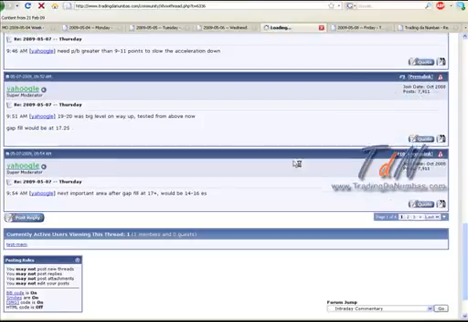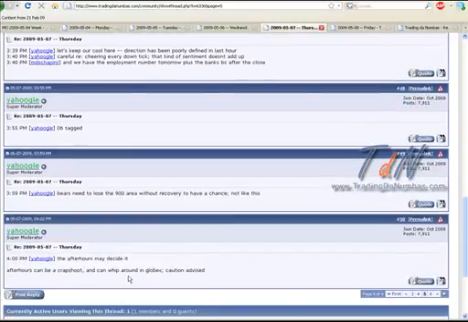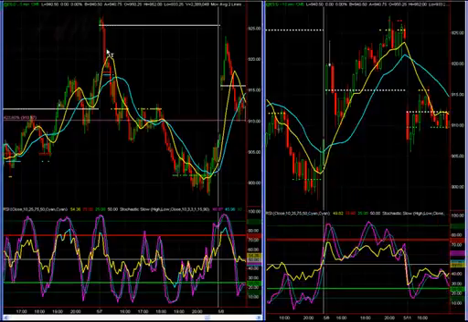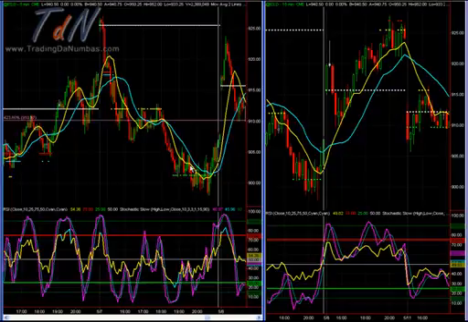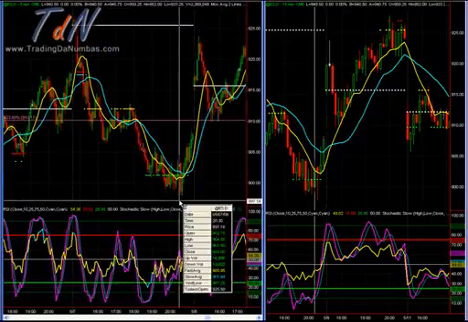We go to the last of this day. Bears need to lose the 900 level without recovery to have a chance, but not like this. So basically we're still not impressed with the market action. Whilst it was okay from a day trading aspect, from a swing trading aspect, it did not look like one could say that the high was in.